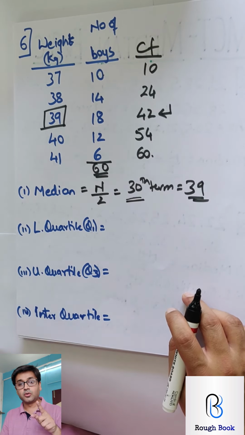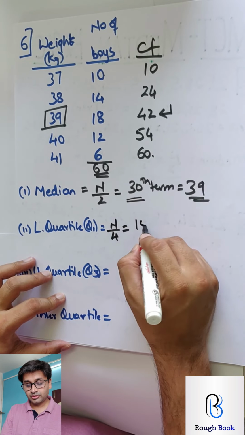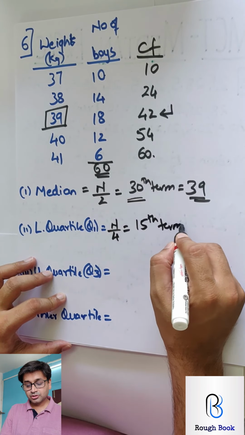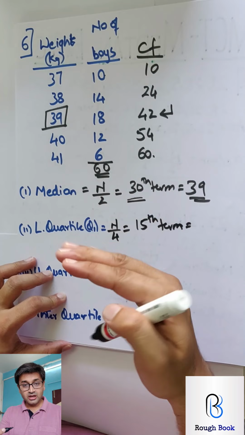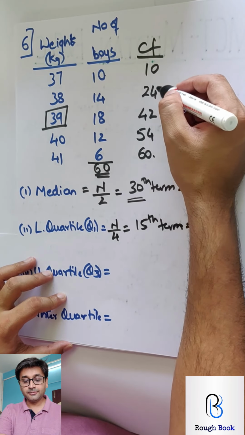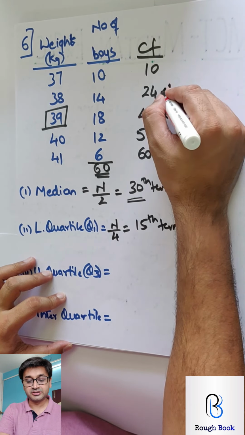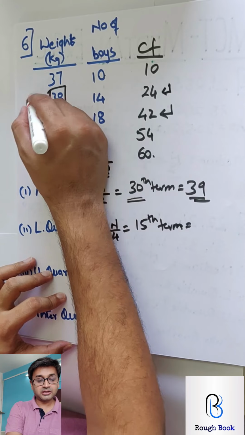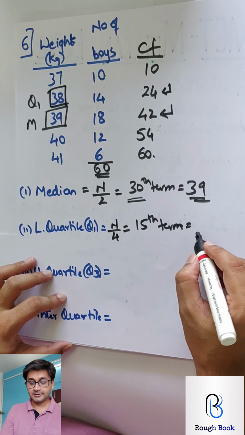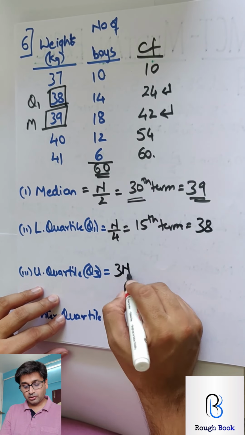Lower quartile, you know what is quarter now. So n by 4, 60 by 4 will be 15th term. So you have to look at the CF with a higher number than 15, only one step higher. So 10, 24, 24 is higher, don't look at 42 then, only 24 is enough. So this will be my Q1, this was my median. So Q1 becomes 38. How about upper quartile?